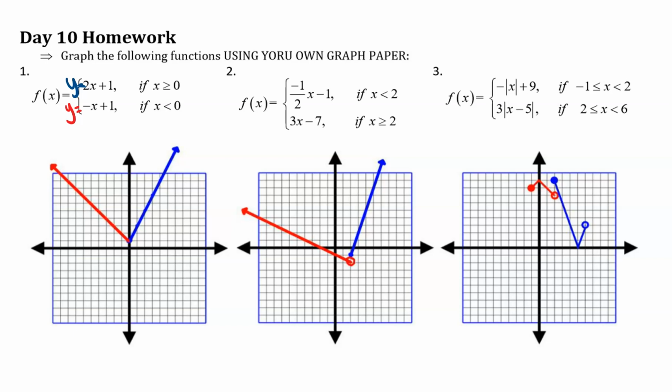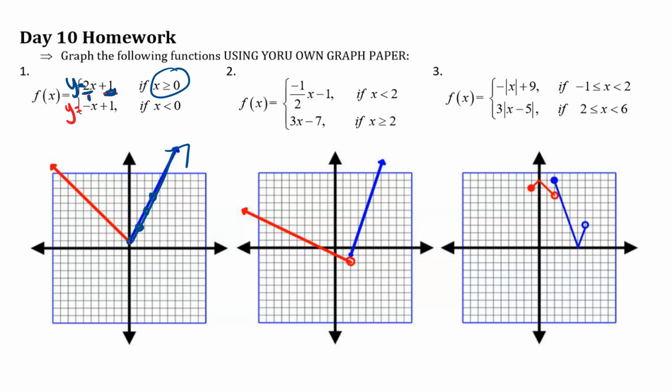So this is a line with a y-intercept of 1 and a slope of up 2 over 1. So we start at 1, we go up 2 over 1, up 2 over 1, up 2 over 1. And we draw it going to the right of 0 because of greater than or equal to, but we don't draw it going to the left.